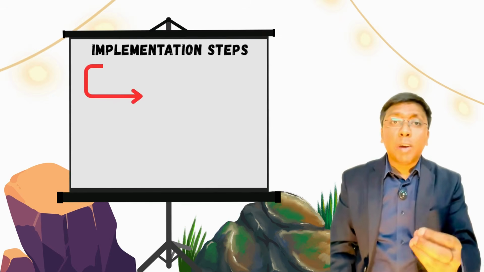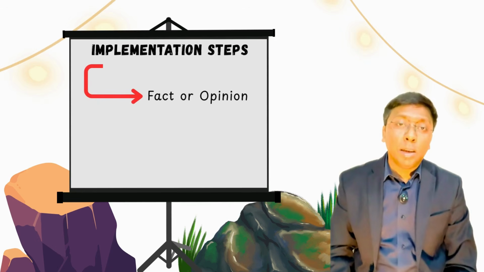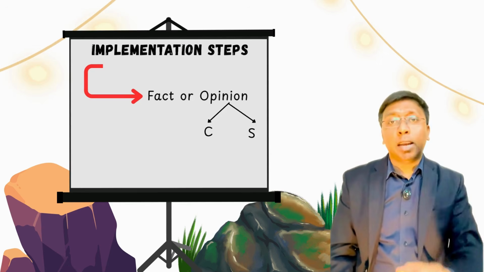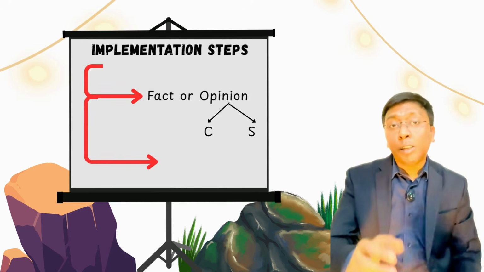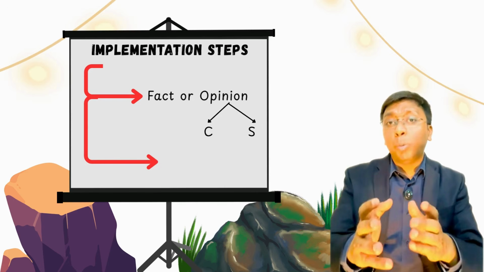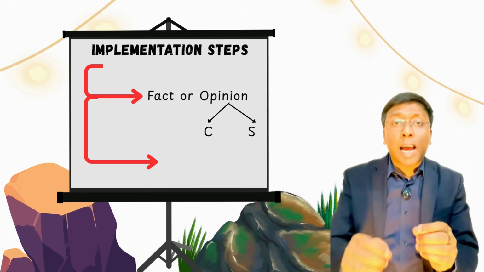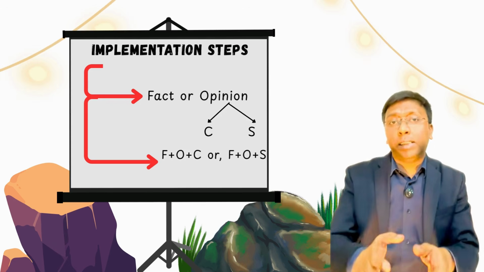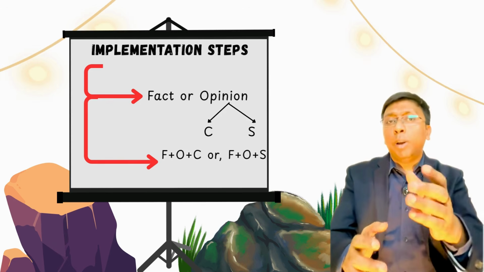Now let's follow two basic steps. First, identify if the statement is a fact or an opinion. And if opinion, then what sort of opinion is it? Second, sometimes a reported fact is also considered as an author's opinion. Then we can express it as F plus O plus C or F plus O plus S. Let's understand the second one through an example.